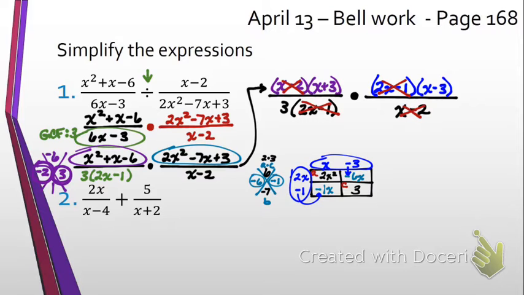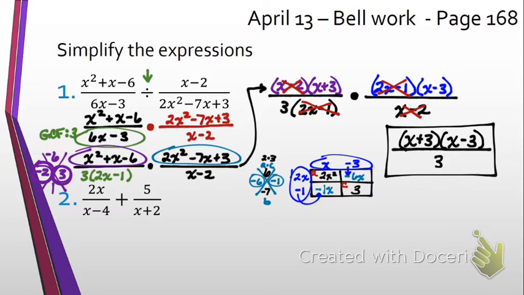Can I cancel anything else out? No, so we're going to write down what we've got left over. What do I still have in my numerator? x plus 3, x minus 3. And do we have anything left in the denominator? 3. And if you want to, you can rewrite it into perfect square form.